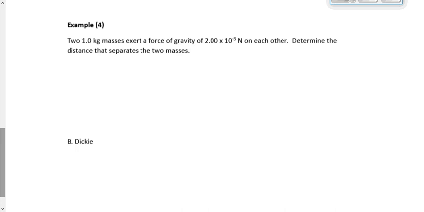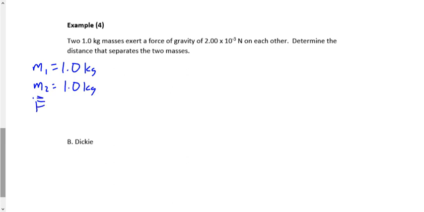Example number 4 says two 1 kilogram masses exert a force of gravity of 2 times 10 to the negative 3 newtons on each other. Determine the distance that separates the two masses. We're going to say that M1 is 1.0 kilograms, so is M2. There's a force of gravity that acts between these two objects of 2.00 times 10 to the negative 3 newtons. We're going to solve for the value of R, the distance that separates them.